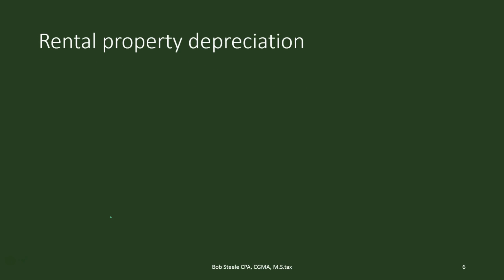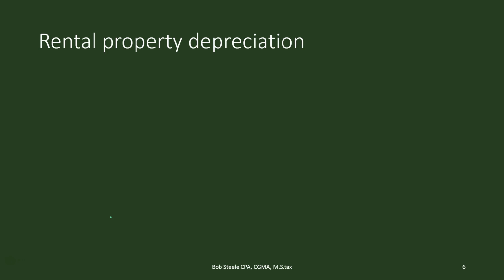Rental property depreciation. So remember what depreciation is. We're basically going to depreciate, or allocate, the cost of the property over the useful life of that property. So if we bought a property solely for rental usage and we paid $300,000 for it, then we would allocate the expense or the deduction of that $300,000 over the useful life.